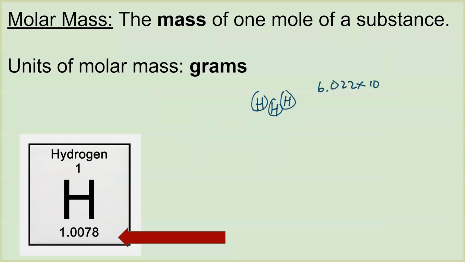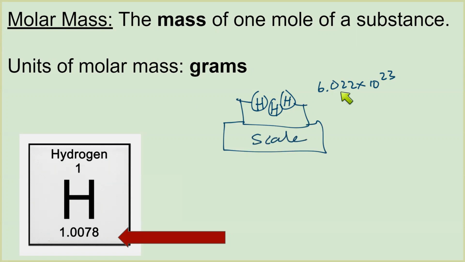Let's say you counted those out until you had 6.022 times 10 to the 23rd atoms of hydrogen. That would be so many. That would take you so long. But let's just say you could do it. Now you took all those hydrogens, you put them in a bucket, and then you put the bucket on top of a scale. I'm just going to draw a box and write scale. If you took 6.022 times 10 to the 23rd hydrogen atoms and put them on a scale, what was the reading?